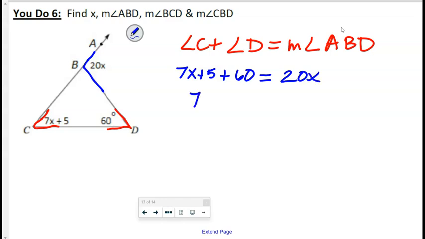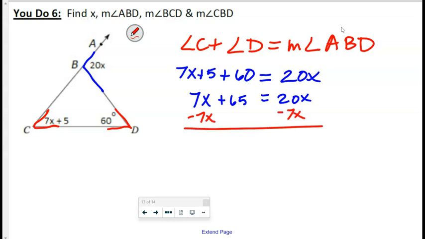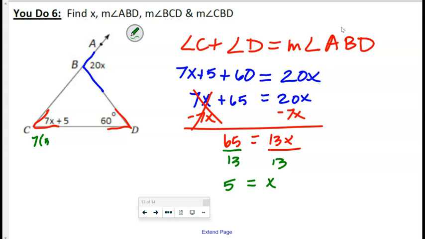So combine some like terms, 7x plus 65 equals 20x. Subtract the 7x from both sides. So this is now gone. So we got 65 equals 13x. Divide both sides by 13, right? So x is equal to 5. So we're going to plug that back in. 7 times 5 is 35 plus 5. That's 40 degrees for the measure of angle C, right?